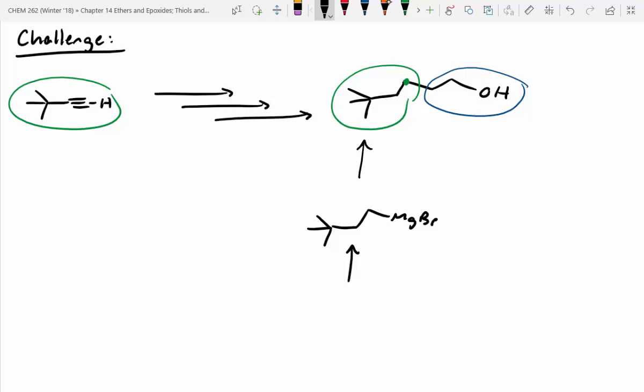We can't just throw in MgBr at it and have it work, right? What's our starting material and reagent necessary to make a Grignard? We need an alkyl halide, right? So something without the magnesium that looks exactly like it. So we'd say, all right, our Grignard reagent must have looked like this.